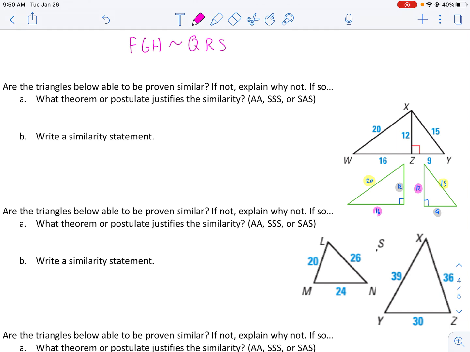So we're going to check those ratios, those proportions, and see if they're the same. So we can do 15 over 20. Does that equal 9 over 12? Does that equal 12 over 16? You can simplify all those yourself, or you can use a calculator to figure it out, but they are in fact similar. These all equal 3/4. So yes, they're similar, and we used SSS.